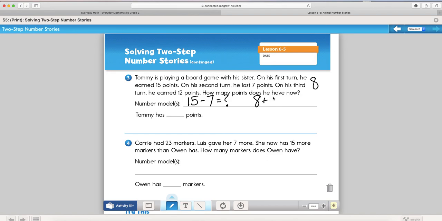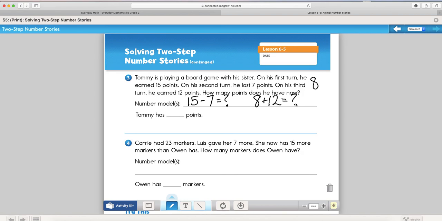So he had 8 points. He earned 12 points. Now how many points does he have? So how many points would he have at the end of that game? Use a strategy. Base ten hand, open number line. Landon, we're not playing in our desks. How many points does he have at the end of that game?